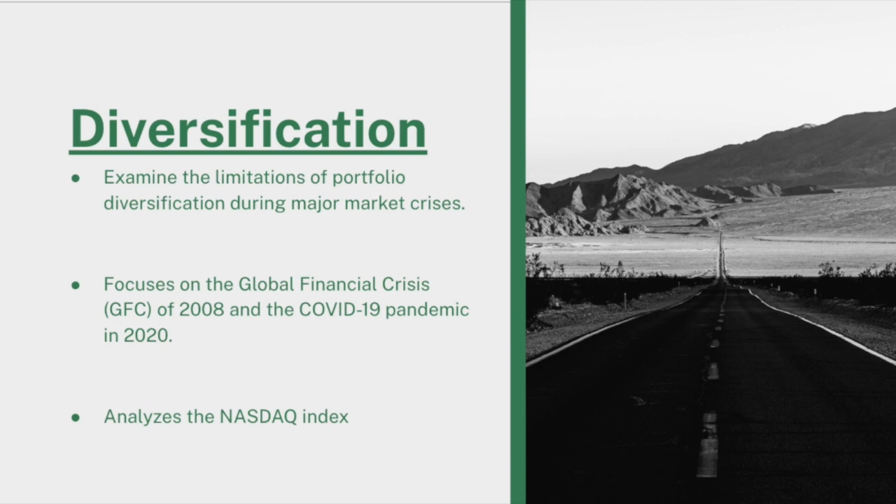Although diversification is typically used to reduce risk by combining assets with low correlations, systemic events like the global financial crisis and COVID-19 can cause correlations to spike across the market. This analysis aims to demonstrate that in times of widespread economic stress, diversification offers limited protection, challenging the assumptions of modern portfolio theory.